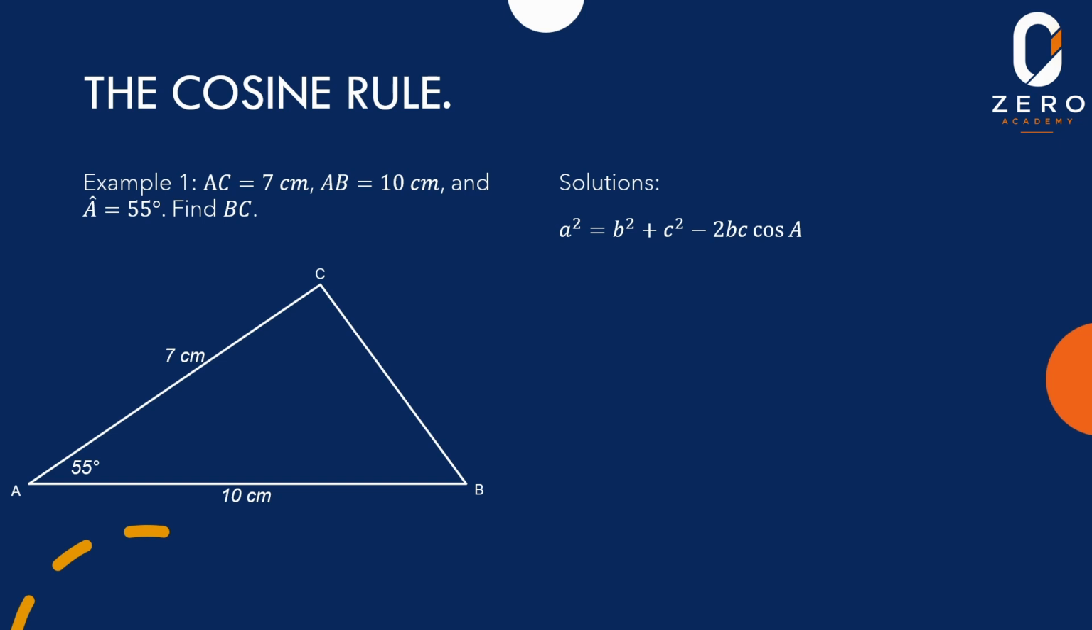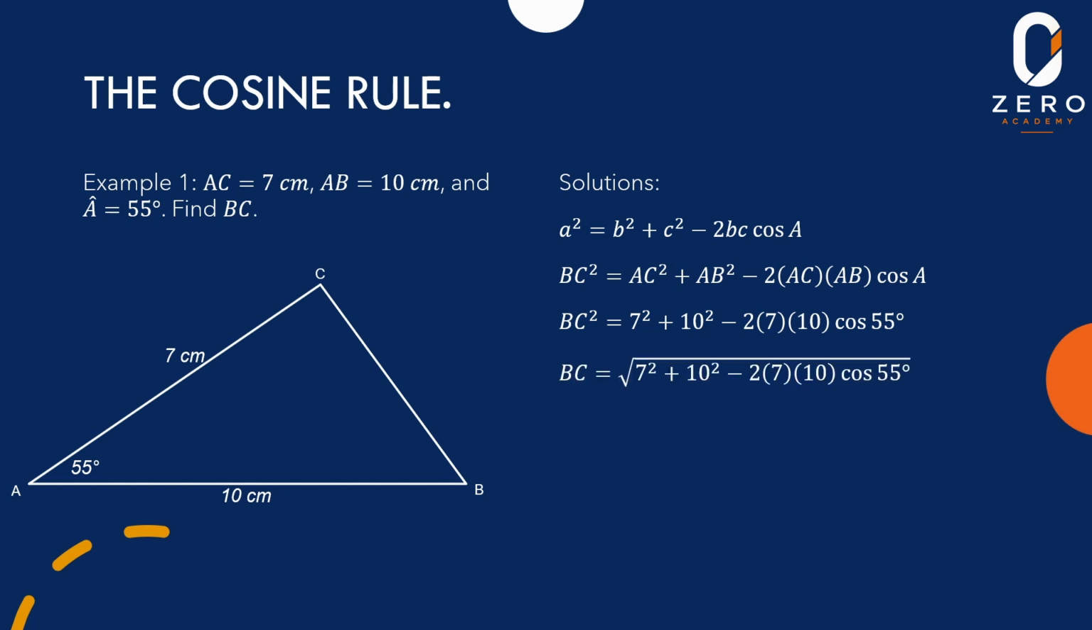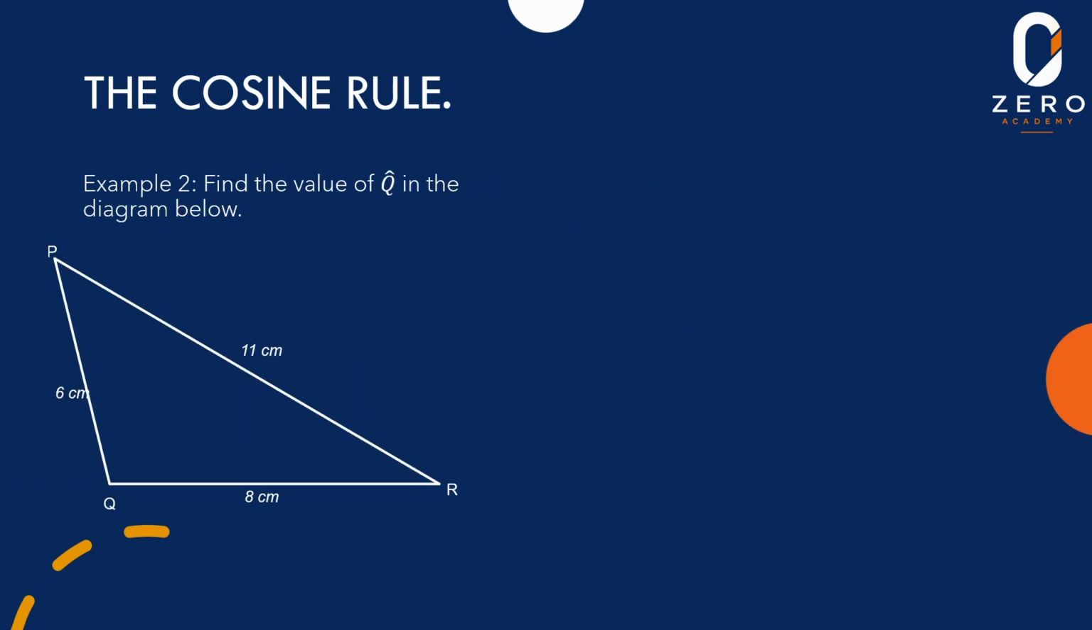And substituting in what I know so far, BC squared is equal to AC squared plus AB squared minus 2 AC AB cos A. And substituting in the values now, I'll have BC squared is equal to 7 squared plus 10 squared minus 2 times 7 multiplied by 10, multiplied by cos 55 degrees. And that will give me BC is equal to the square root of 7 squared plus 10 squared minus 2 times 7 multiplied by 10 multiplied by cos 55 degrees. And that will give me a BC value of 8.29 centimeters. Now let's take a look at the next example.